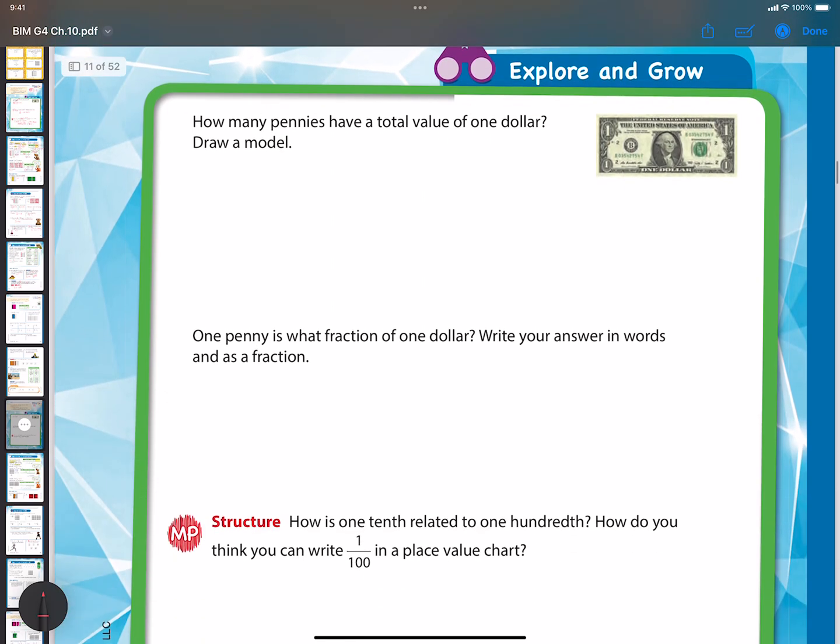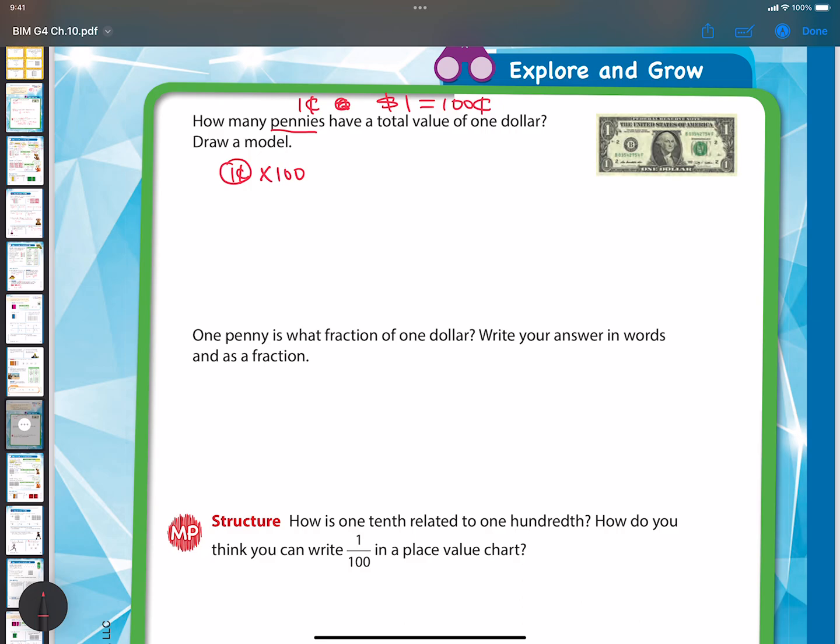So how many pennies have a total value of $1? Draw a model. They are asking us how many pennies we have to make up $1. So we know 1 penny is equal to what? 1 cent. And how much is $1 in cents? That's 100 cents we need, okay? So that means 1 cent times 100.